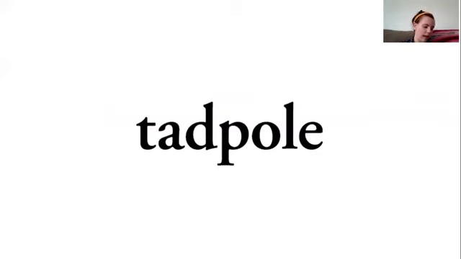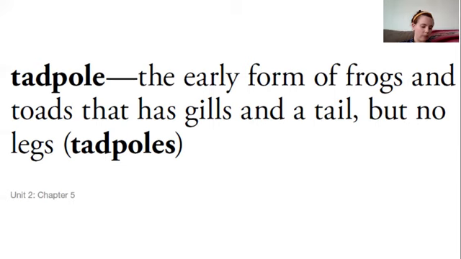And then this next word is tadpole. T-A-D-P-O-L-E. A is a vowel, O is a vowel, E is a vowel on the end, controlling that O. Tadpole. I hear a long O sound and a short A sound. A tadpole is the early form of a frog or a toad that has gills. Remember that word from our last chapter, and a tail, but no legs. More than one tadpole becomes tadpoles with a suffix s on the end.